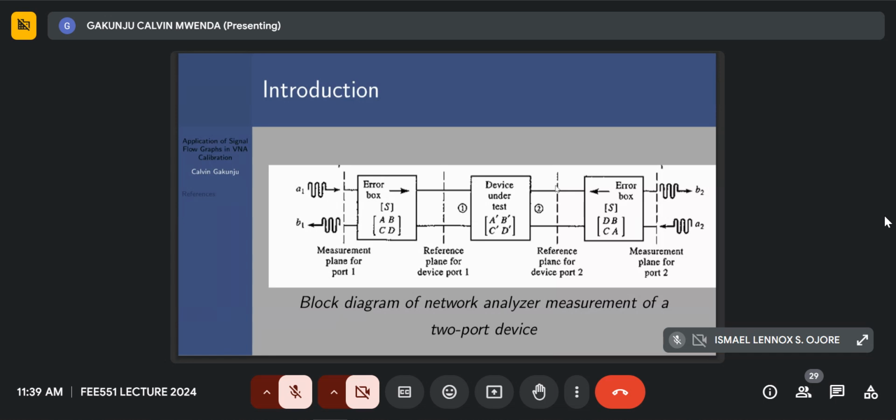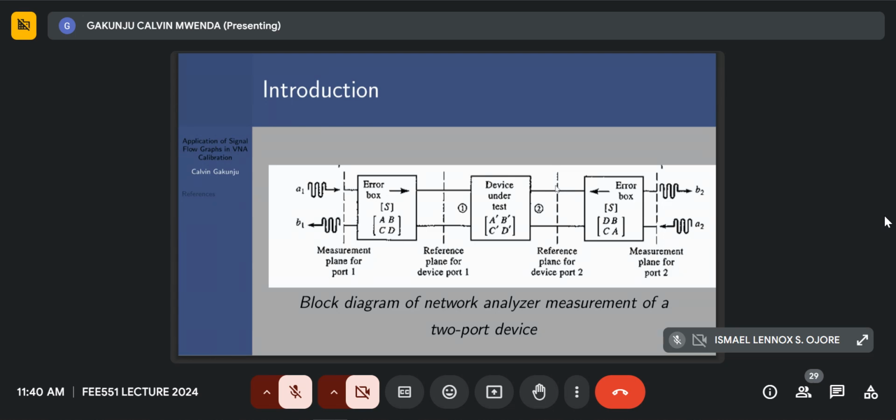Port 1 is on the left, right next to the reference plane for device port 1 here. Then port 2, reference plane for port 2. Then the error boxes. Okay. Then the whole setup I'm sure you're familiar with now.